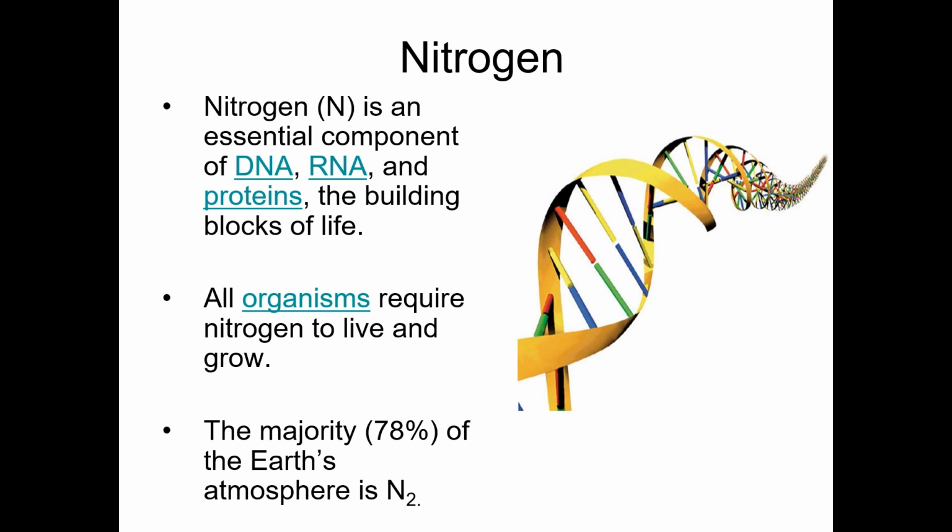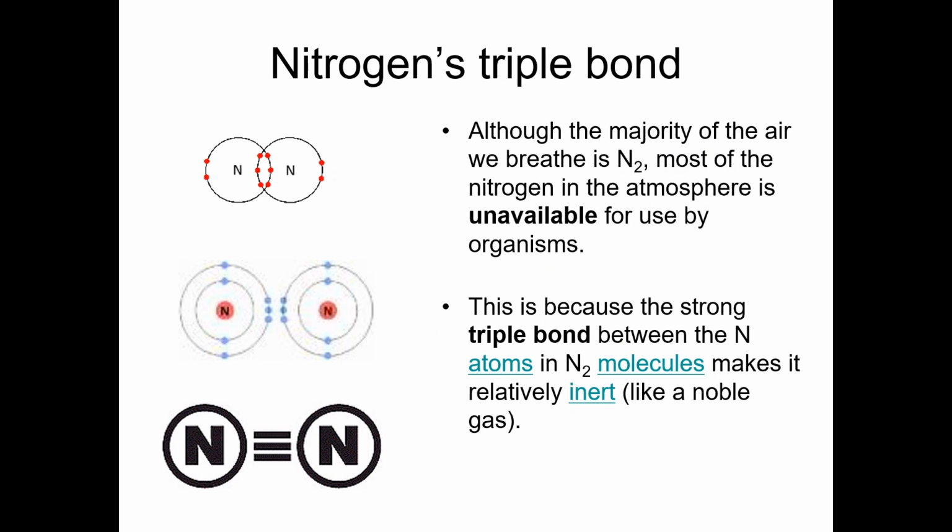Nitrogen is an essential component of DNA, RNA, and proteins. And we know that DNA, RNA, and proteins are the building blocks of life, right? All organisms require nitrogen to live and grow. In the Earth's atmosphere, as we saw in the introductory video, 78% is comprised of nitrogen. But is this 78% available for living organisms? No. Why is it so?